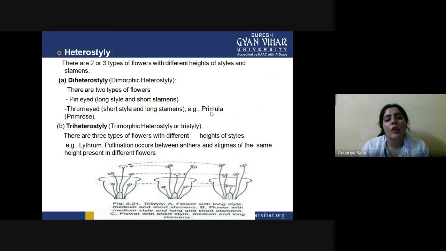Next is trimorphic heterostyly, meaning there are three types of flower with different heights of style. You can see here three different types of flower having different heights of their styles, in which the middle one is the highest and this one is the lowest. This kind of thing, in which the same plant forms three kinds of flower, obviously cannot lead to self-pollination.